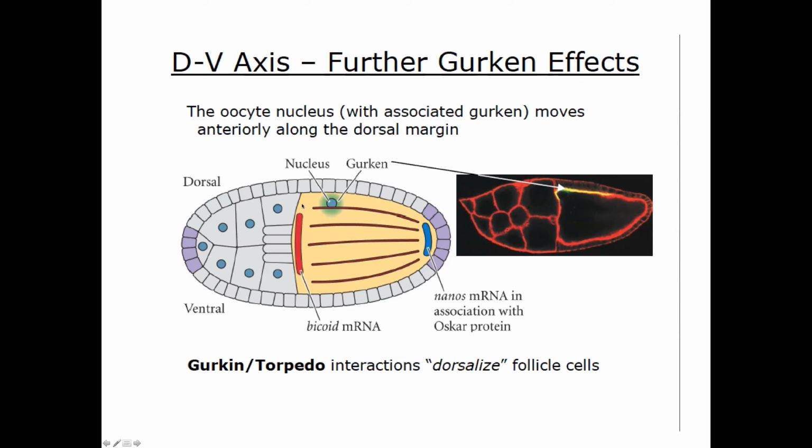the localized activation of torpedo here in these follicle cells will inhibit the expression of genes that are going to be now seen in the ventralmost follicular cells. So the gurken-torpedo signaling here will dorsalize follicular cells by repressing expression of genes that are otherwise going to be seen here. So essentially, again, another way to set up a dorsal and a ventral polarity.